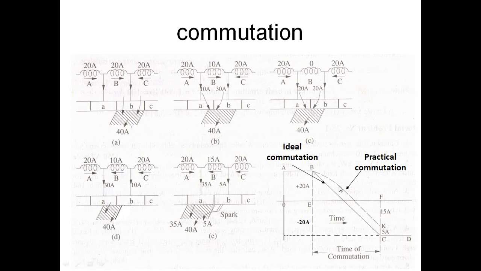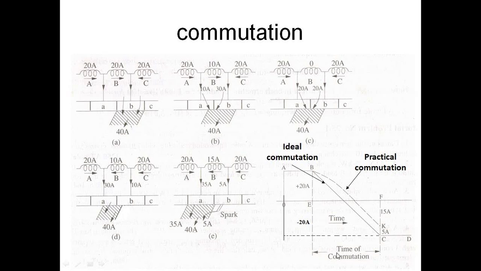In a practical manner, for example, 20 amps in forward current and negative 20 amps in reverse current. So this is perfect commutation, that is called ideal commutation. And the next dotted line diagram represents 20 amps for forward current and reverse current of minus 15 amps. So in practical commutation, it will create the spark.